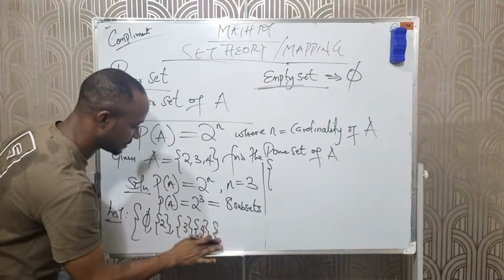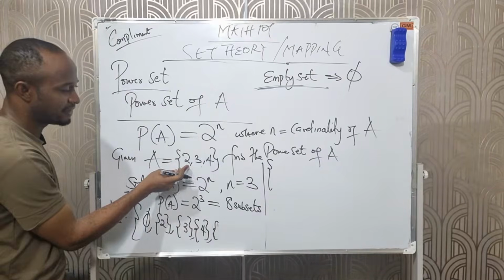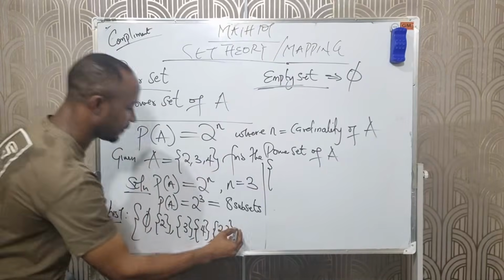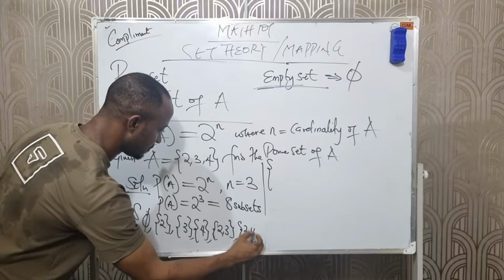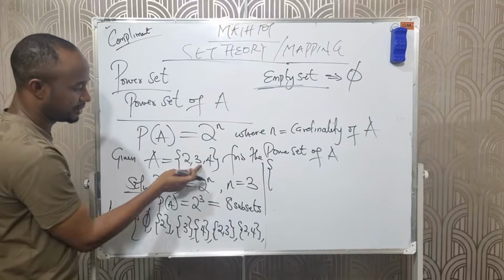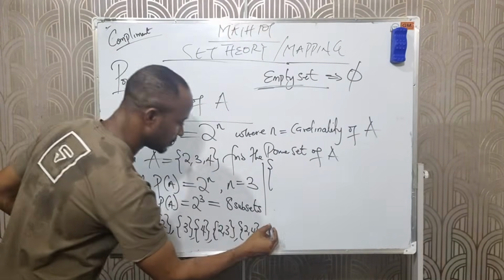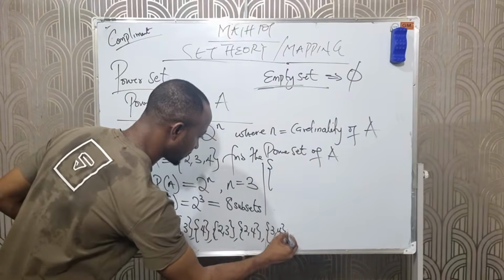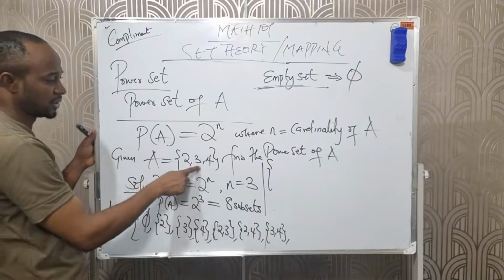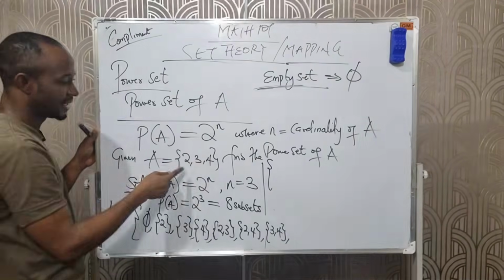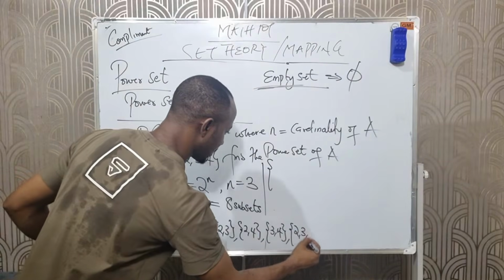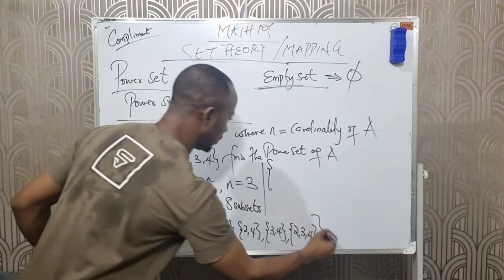Let me bring out the double sets now. The double sets we have are 2 and 3, followed by 2 and 4, then 3 and 4. Then followed by the triple set, because I've exhausted all the single sets. We have 2, 3; 2, 4; 3, 4. Then the next one is 2, 3, and 4. Then I'll close the brackets.